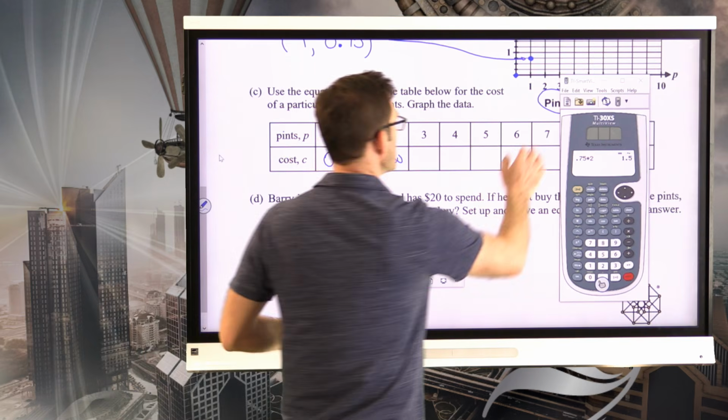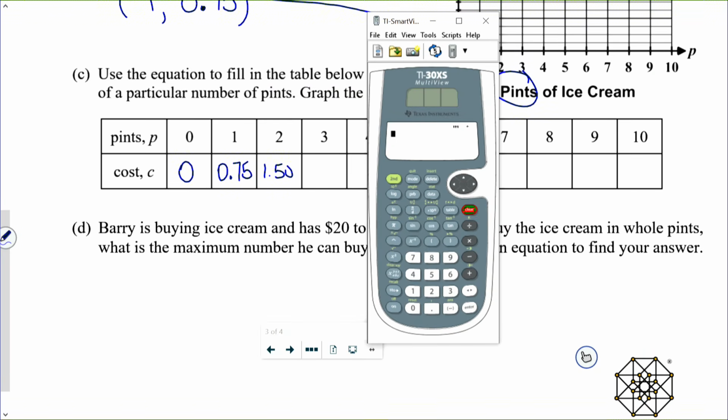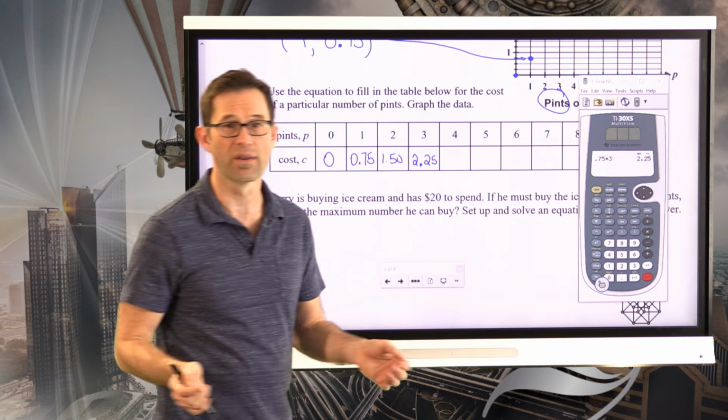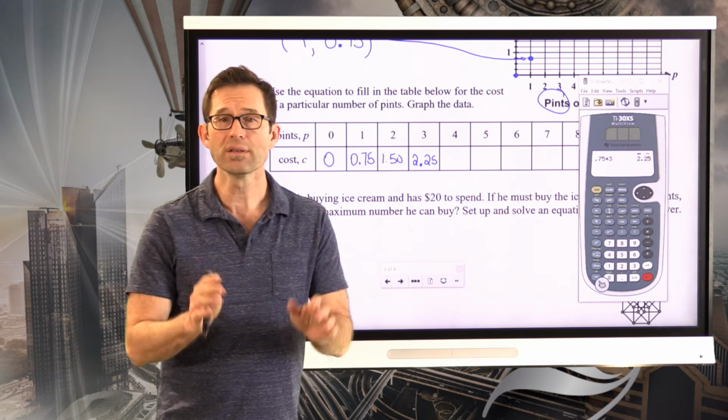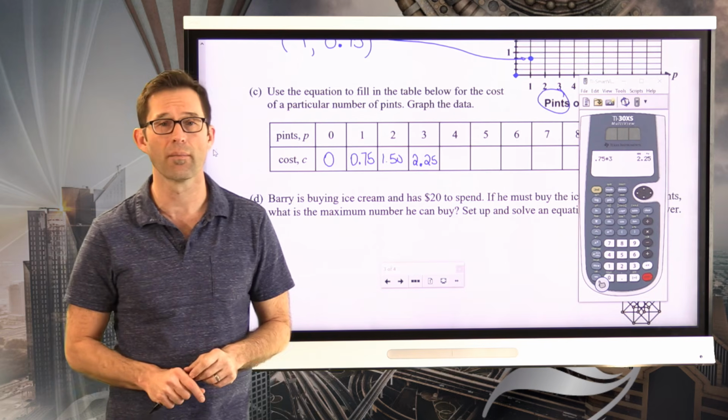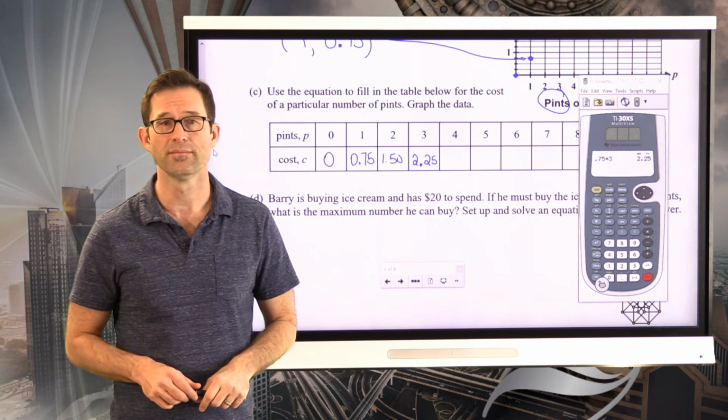3 pints we can do as well, which would just give us 0.75 times 3, and we end up getting $2.25. One way, of course, to keep filling this thing in is just continually adding another 75 cents to what we had before, because we're just adding on another pint, which should add on another 75 cents. Anyway, pause the video now, use the calculator to fill out the rest of these values, and then we'll plot them on the graph together. Take a little bit of time now.